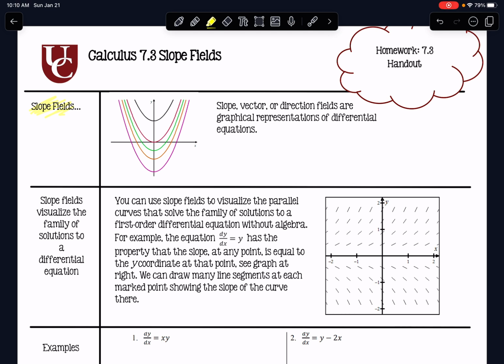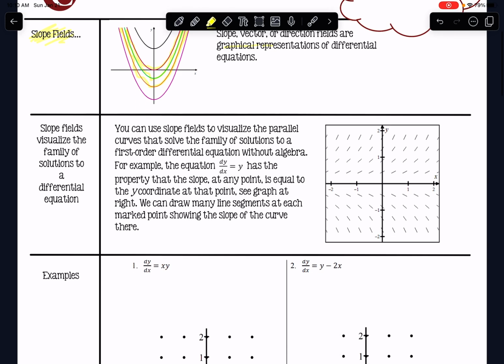So what slope fields are, they are graphs of all the family members of a differential equation. And so you can see here that this is a family of differential equations, and if you add a c, like -1, it would be here, and then -2, it would be there, and so on. So this is a way to help you visualize. It's a graphical representation to visualize the family of solutions to a differential equation.